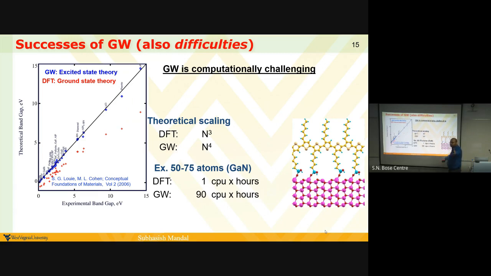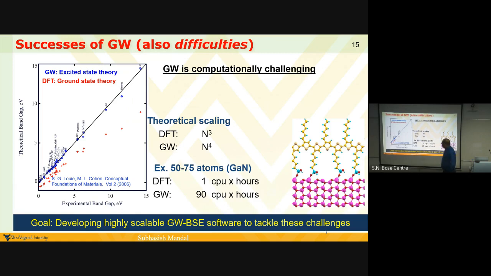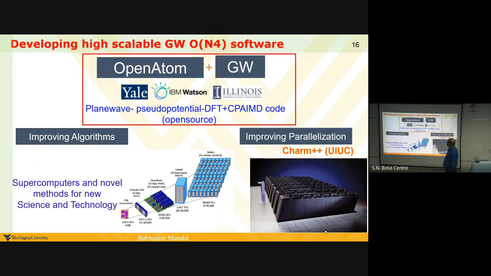Even if I give a big computer, you cannot use it because there is no highly scalable software. And that was the goal of the project while I was at Yale, in collaboration with IBM. That time, with Glenn Martyna. So we developed this code, Open Atom GW. There is already existing Open Atom DFT software. We included GW in it.